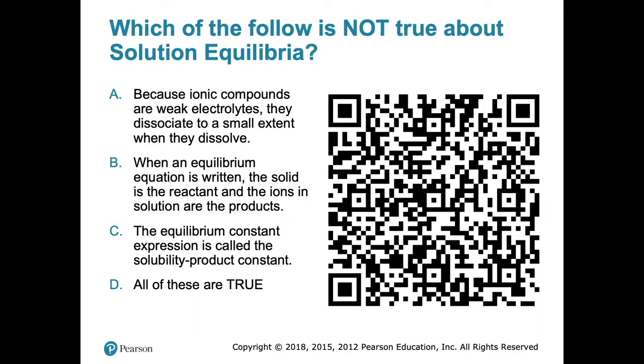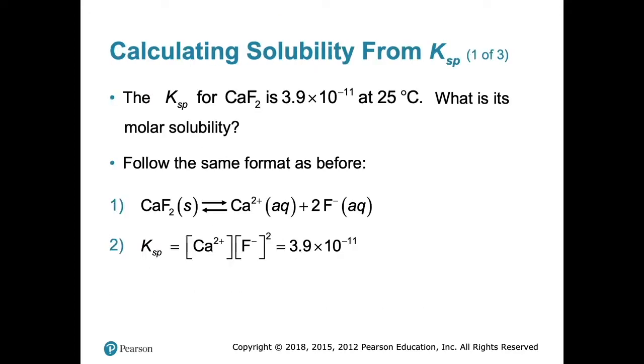All right, so anybody got any guesses? What's the answer to this one? It is A. In fact, it is A. Ionic compounds are definitely not weak electrolytes. What are they? Strong electrolytes. Good stuff.